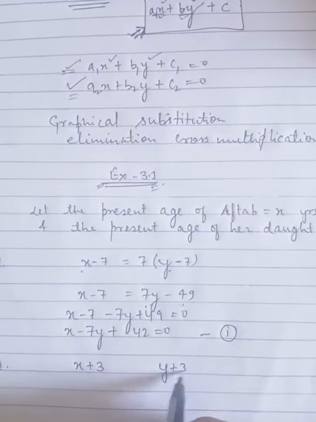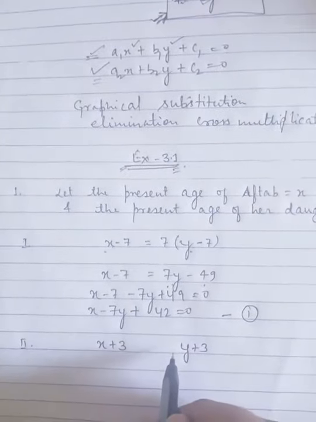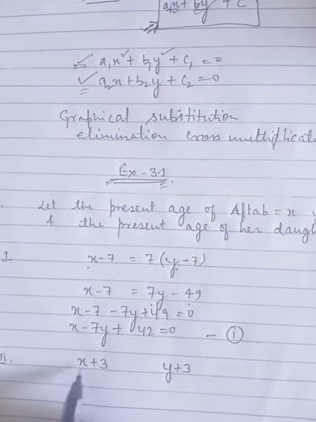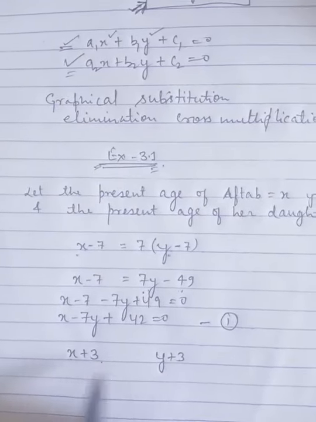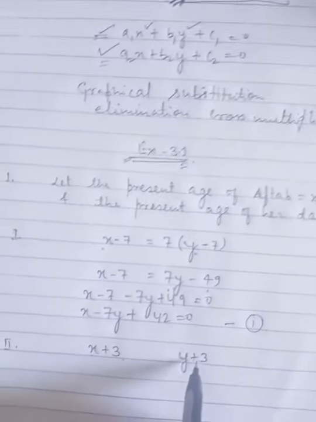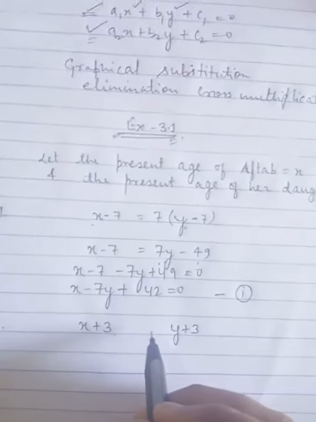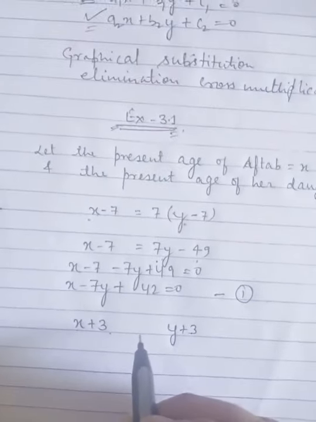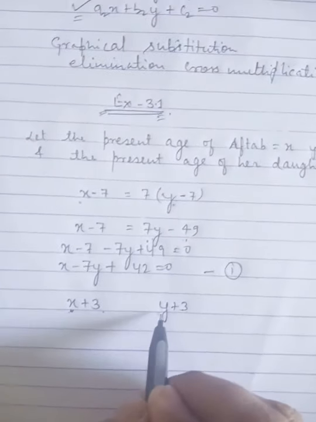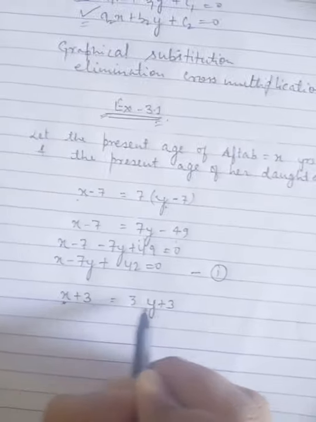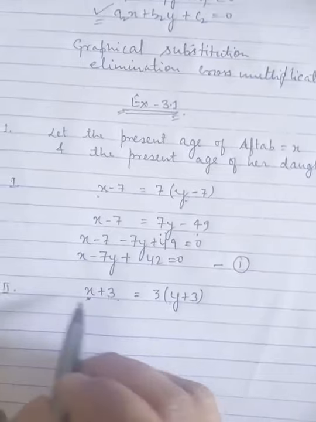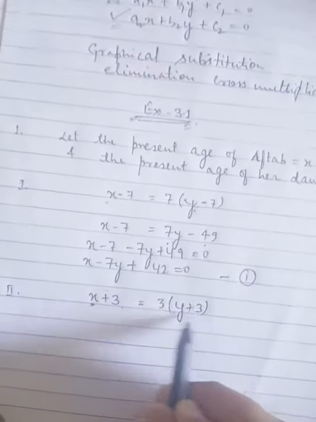So we'll be sending them, Aftab and her daughter, 3 years ahead. So x plus 3 and y plus 3 are the ages of Aftab and her daughter in 3 years. What he says next, "I shall be 3 times as old as you will be," means Aftab is 3 times the age of her daughter. That means we have to increase the age of her daughter 3 times. Then only we can put an equals sign between Aftab's age and her daughter's age.